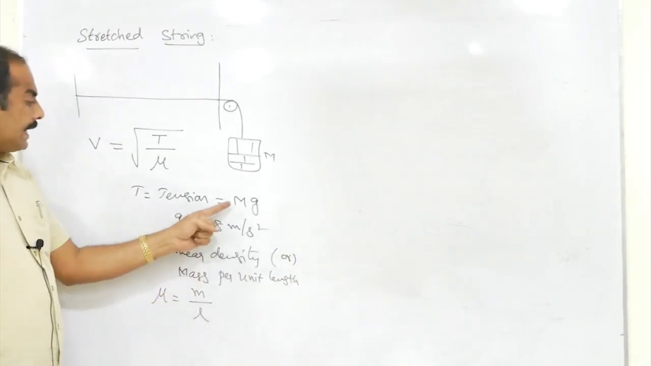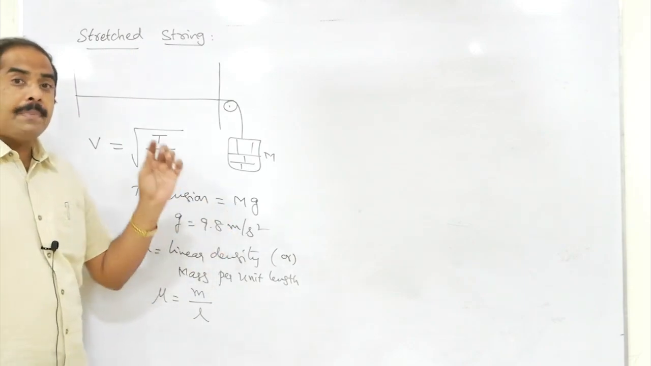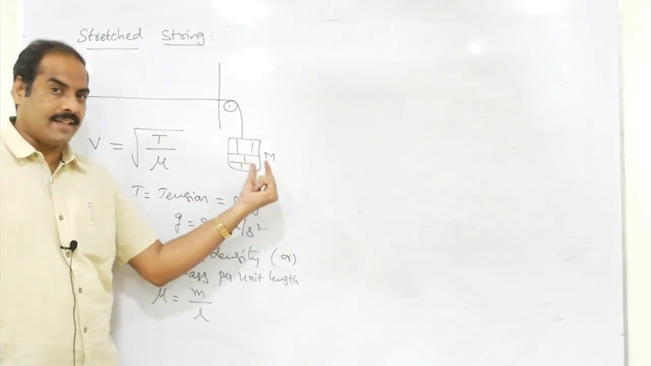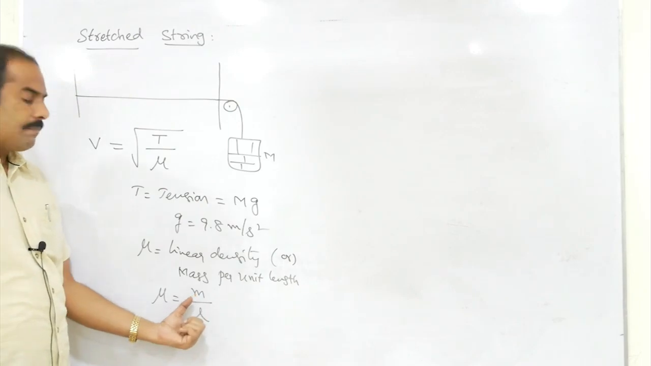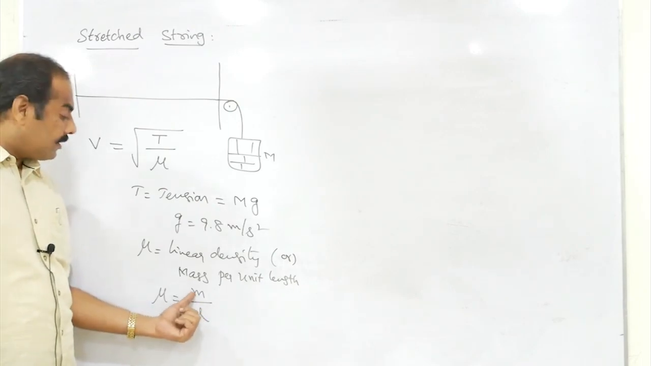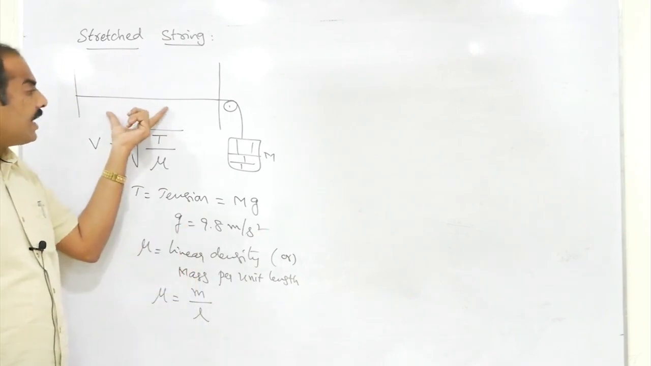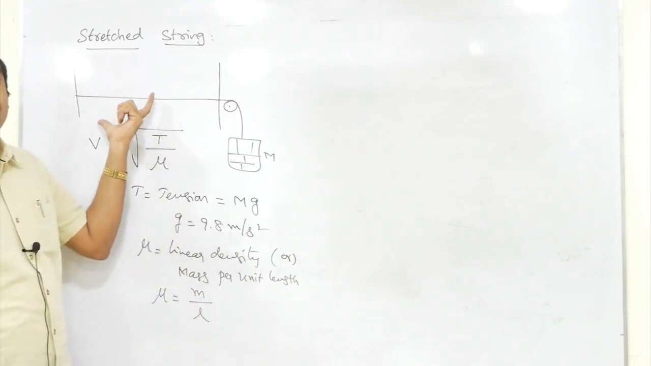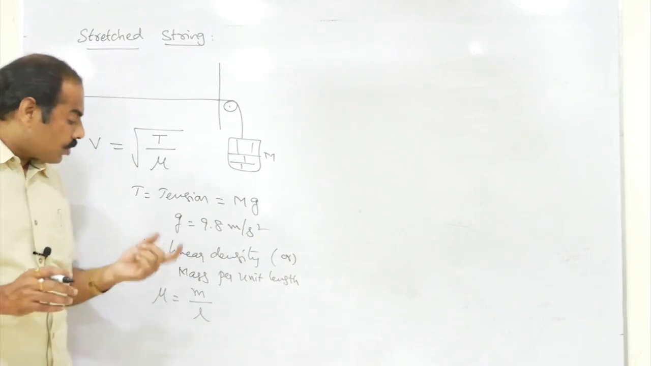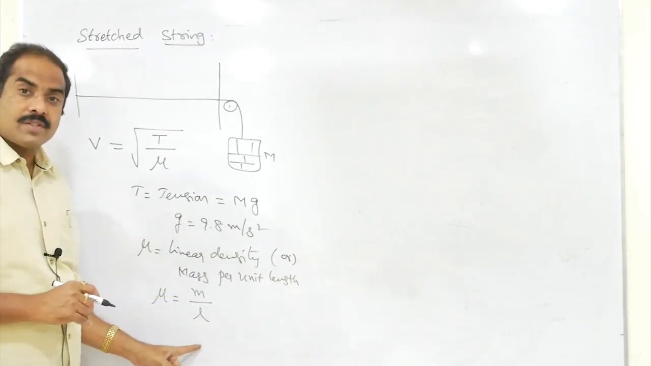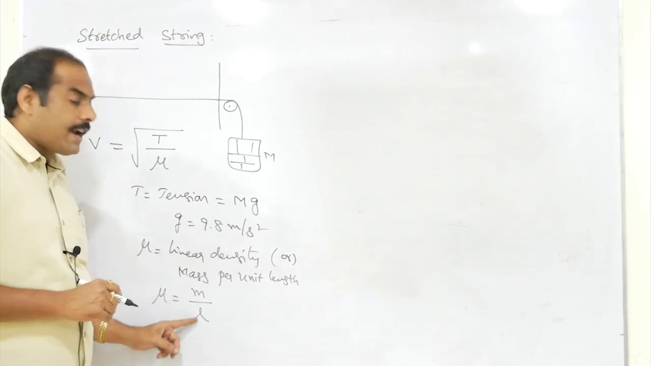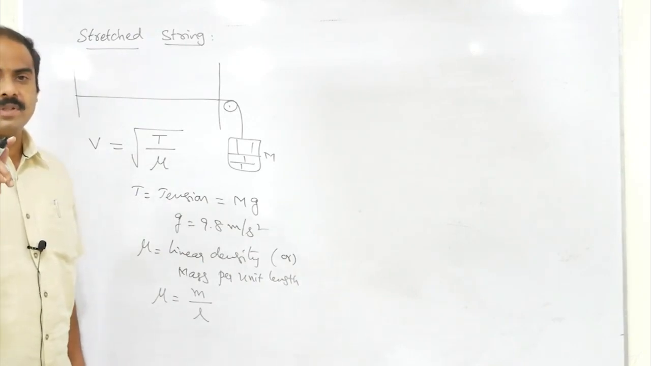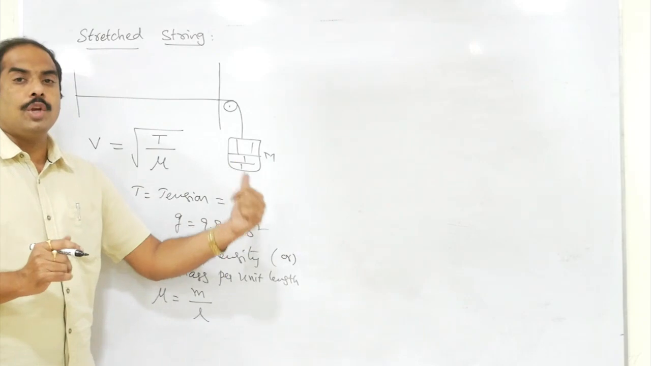What is the small m? Here in the formula for tension, capital M represents the mass of the load attached to the string, whereas in the formula mu is equal to small m by L, small m is the mass of the string. What is this L? L is the length of the string. So if you know the mass of the string and the length of the string, and you divide mass of the string by length of the string, you will get linear density, or you can call it mass per unit length.